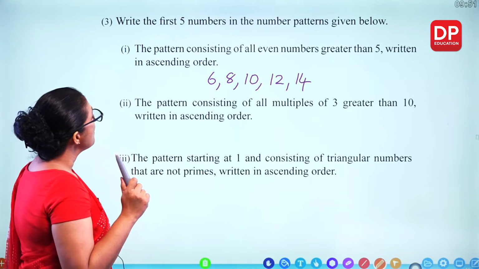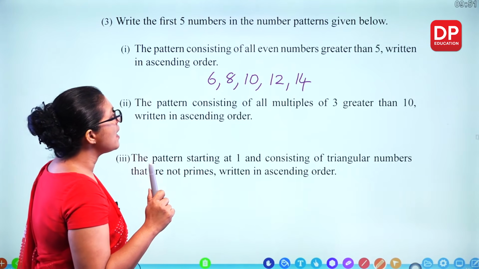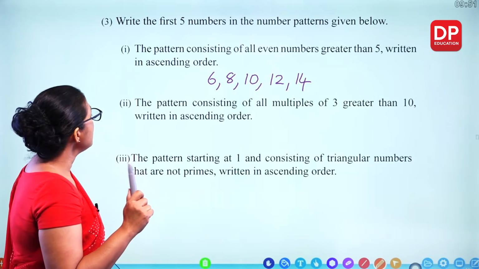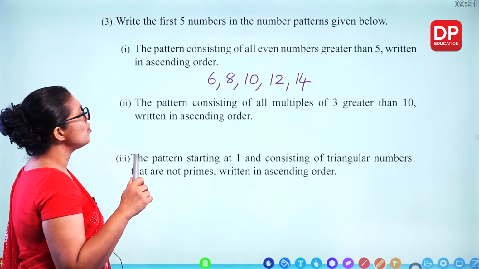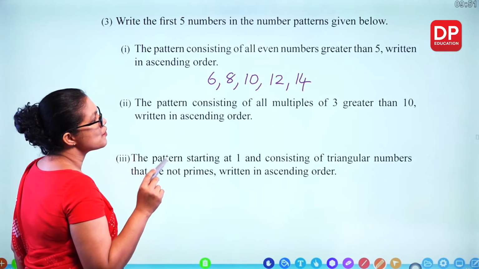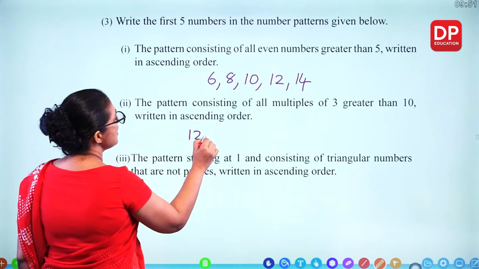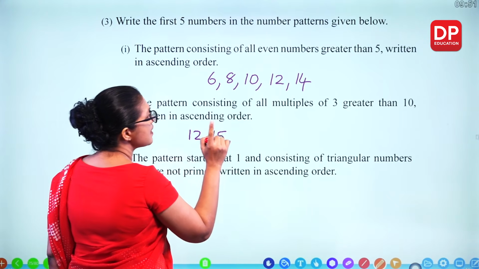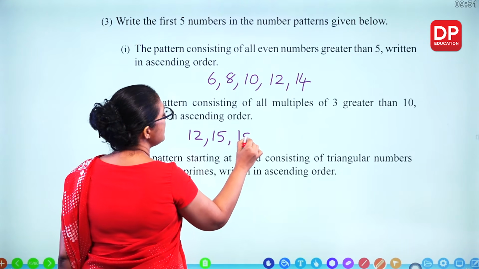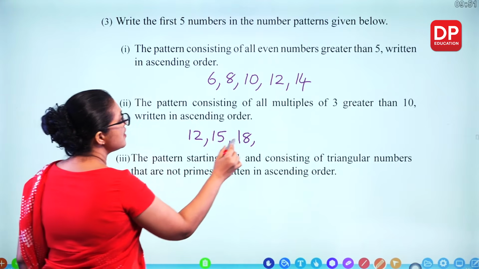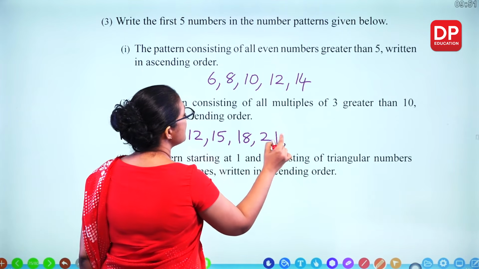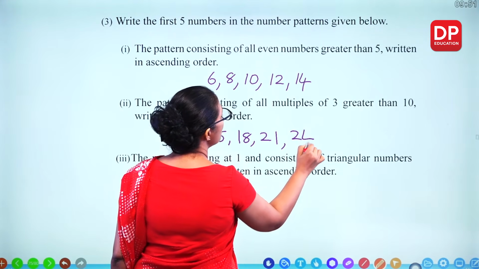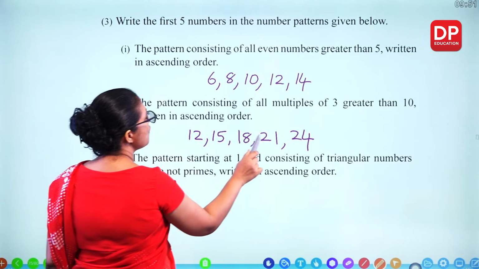Part 2. The pattern consisting of all multiples of 3 greater than 10. Written in ascending order, smallest to highest. So 3 times 4, 12. 3 times 5, 15. 3 times 6, 18. 3 times 7, 21. And 3 times 8, 24. So we need to write 5 numbers, 1, 2, 3, 4, 5.